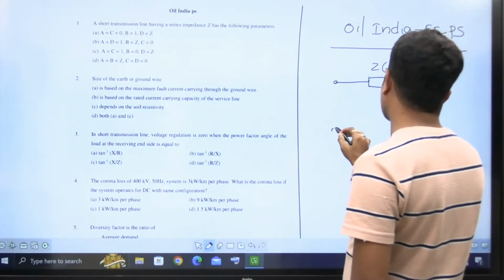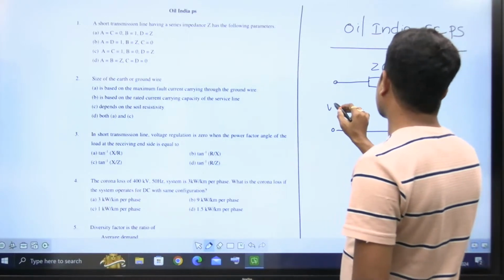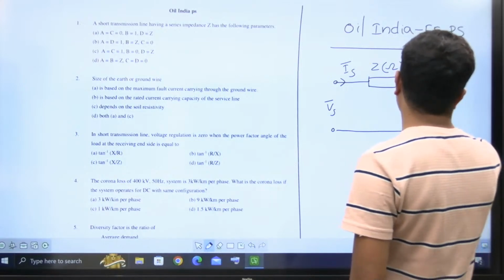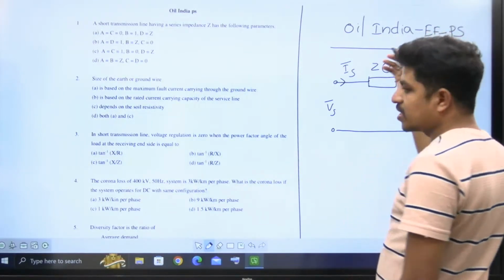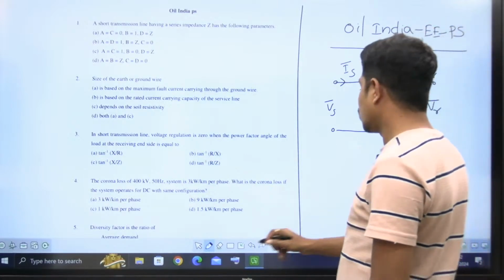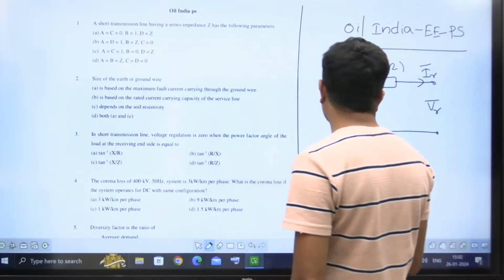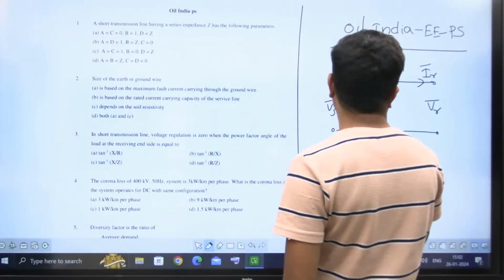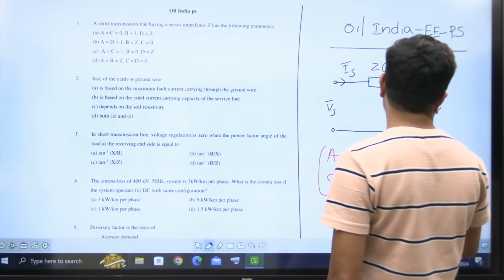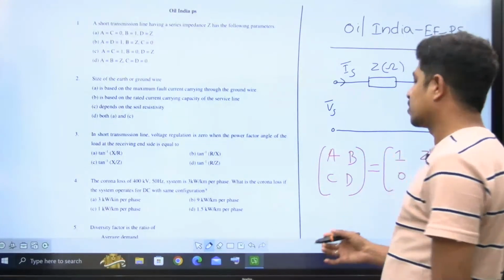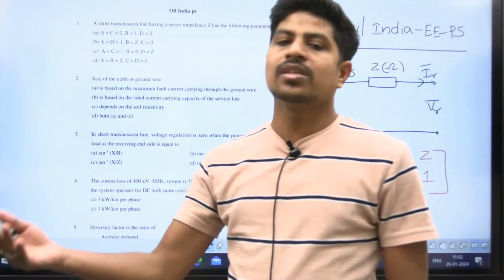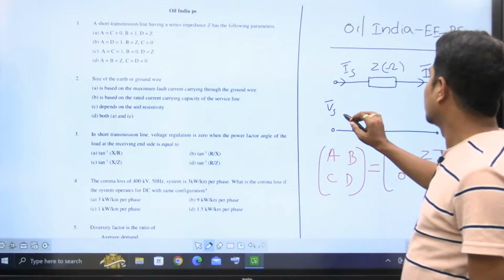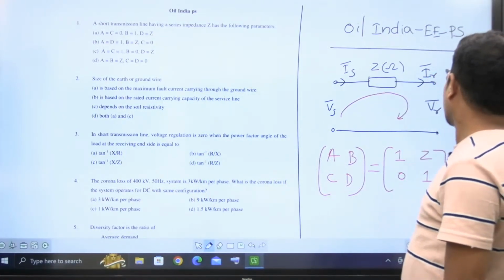So this is sending end Vs and Is, and this is Vr and Ir. He's asking the ABCD parameters of this one. The very simple thing: if there is only one series element, the ABCD parameter matrix is simply 1 Z 0 1. You can remember this. If you want, you can derive it also, but the derivation is not our part. In the examination, the derivation is very simple: write KVL and write KCL also.